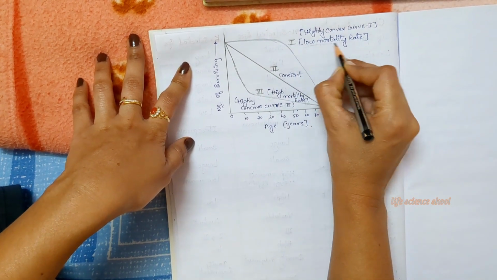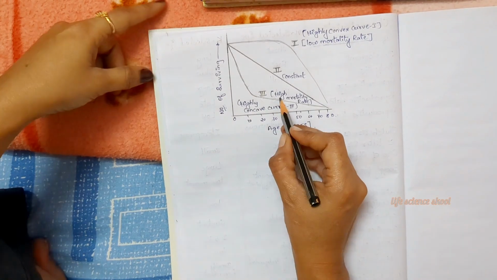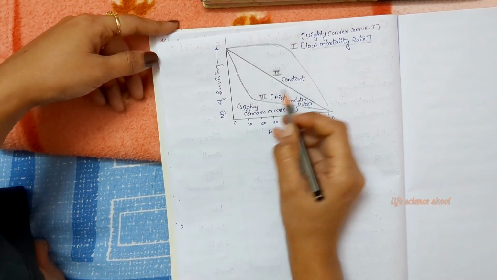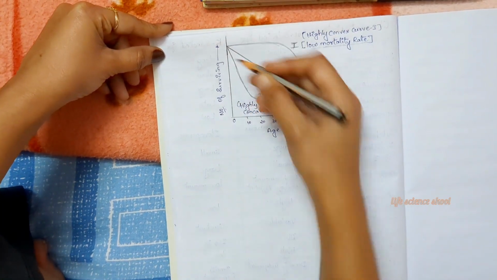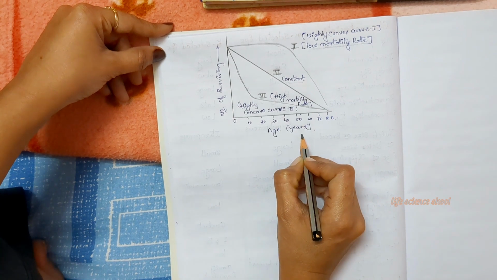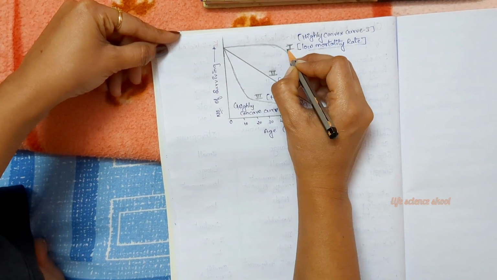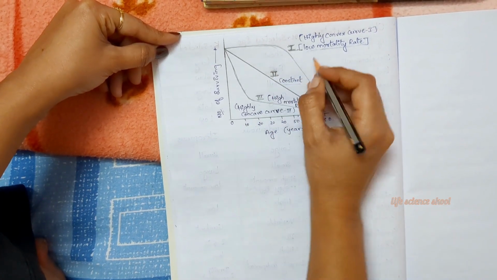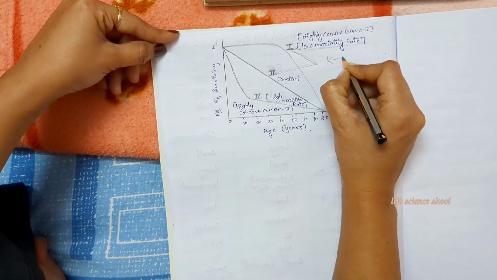First type is low mortality rate. Mortality rate means death rate. The third one represents a high mortality rate, and in the second the mortality rate will be constant. This axis represents the number of survivors, and this represents age. Here low mortality, and type 2. Types one and two are for the K-selected species.